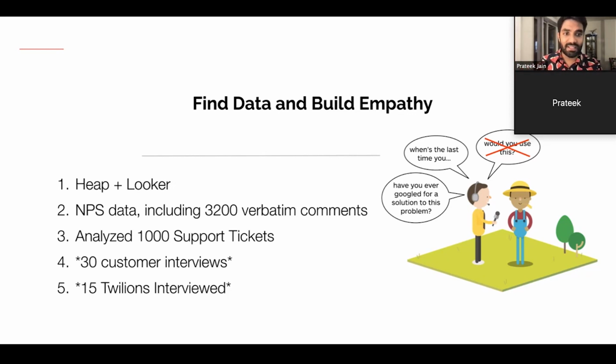This is one of my favorite illustrations of what a customer interview should and shouldn't be. You could ask the question, when was the last time you tried X? Have you ever Googled for a solution to Y? But never turn up to a customer interview with your shiny new product in your hand and say, hey, dear customer, here, I built this. Would you use this? They have no choice but to say yes. And you will never learn the truth when you start with that question.